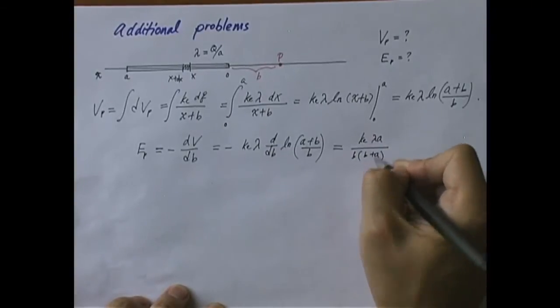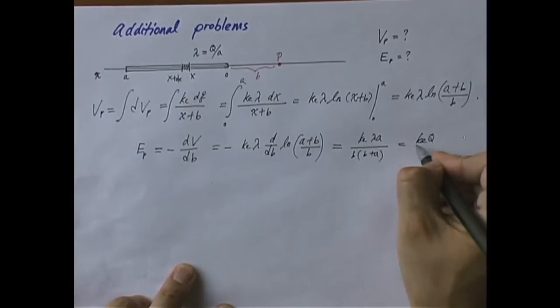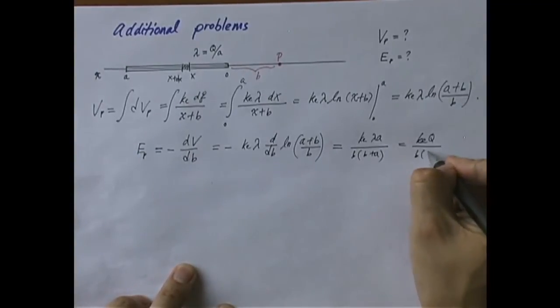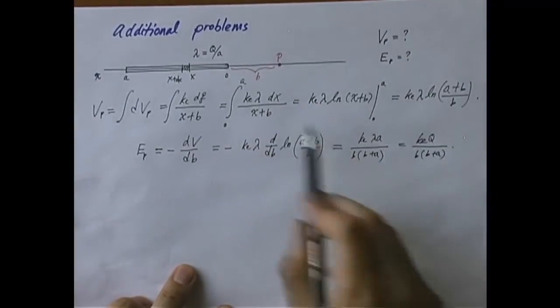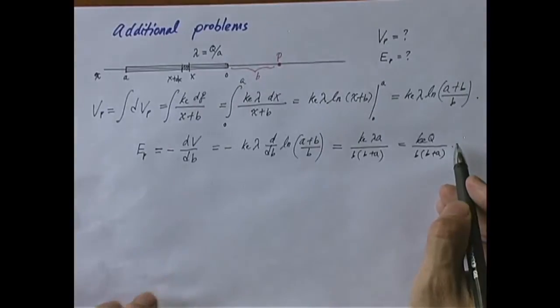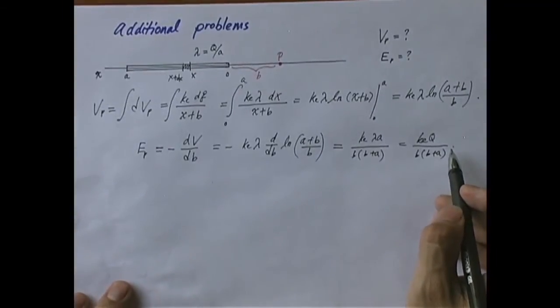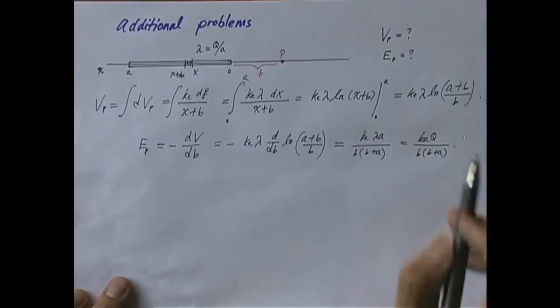And lambda times a, as you know, is just q. So it's the same result that we obtained before in chapter 23. If you use the corresponding symbols, b being the distance between point P and one end, you just get the same result. We used L for the length a, but you can check that we actually get the same result. So this is one additional problem.